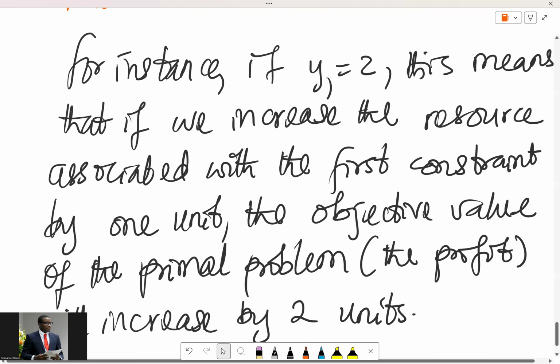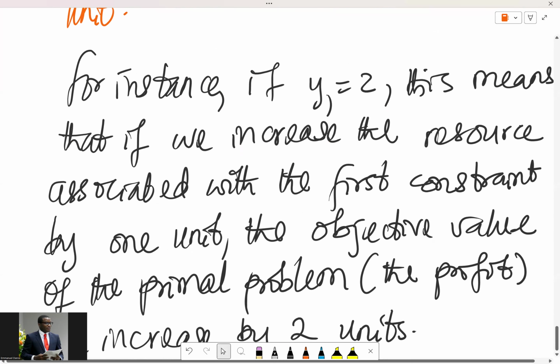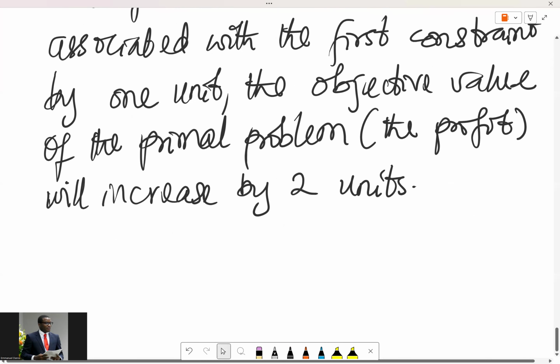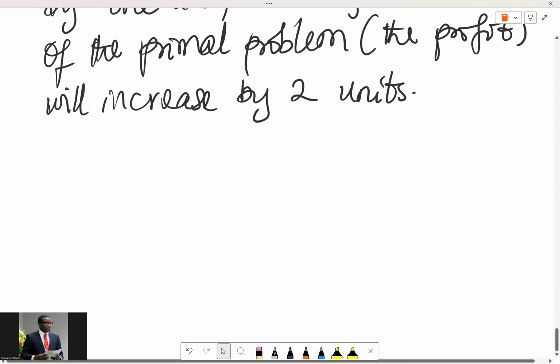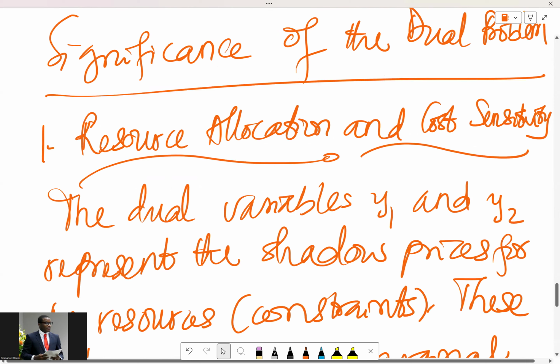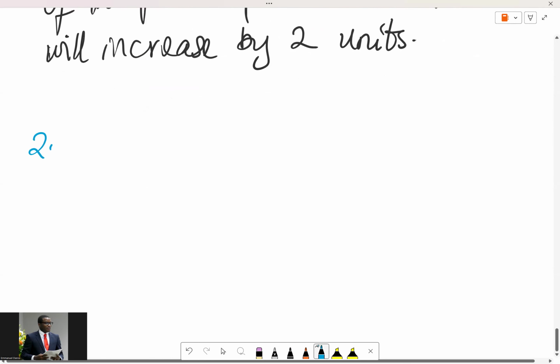So if you solve the dual and you get y1 to be equal to 2, and you increase the resource associated with the first resource by 1 unit, then automatically your profit will increase by 2 units because that's the value of y1 in this case. So we have that. Then let's go for the second importance, the second use.